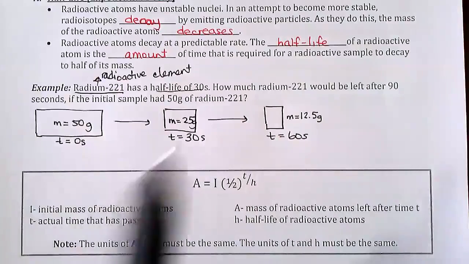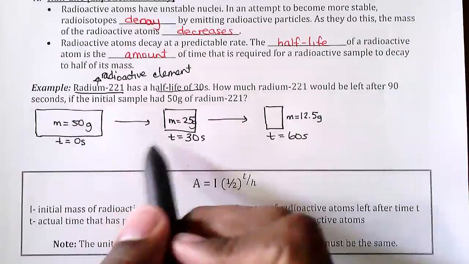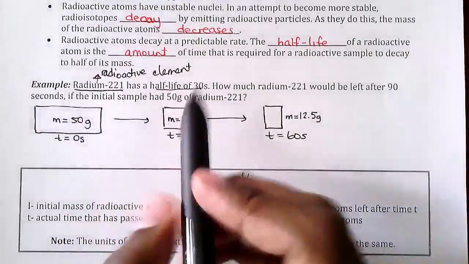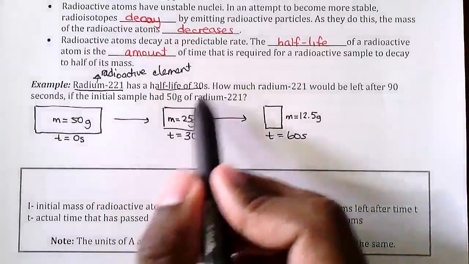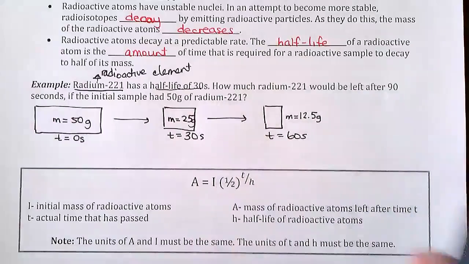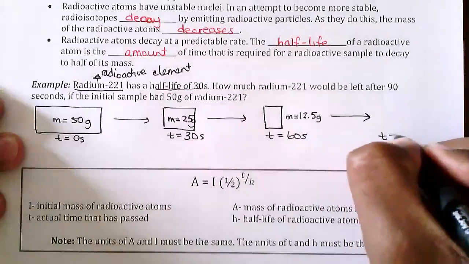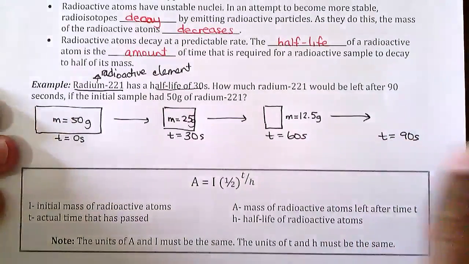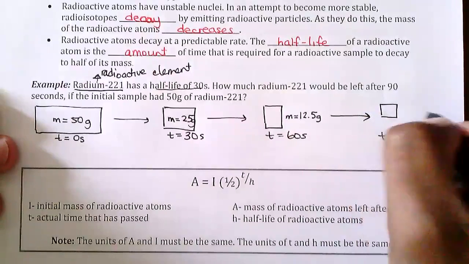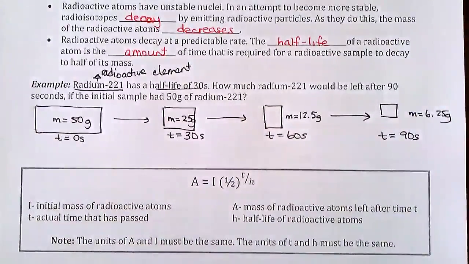So again, what has happened? At 0 seconds at the beginning, we had 50 grams of radium-221. 30 seconds later, a half-life later, its mass halved. Then 30 seconds later, its mass halved again. But we want to see how much would be left after 90 seconds, so we have another half-life to get through. Another half-life later will be at 90 seconds, and again, the mass will be cut in half. Half of 12.5 is 6.25 grams.